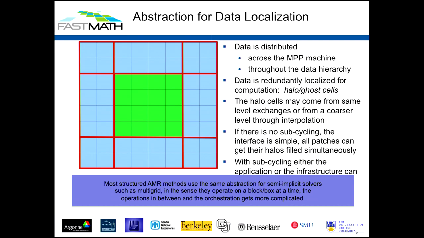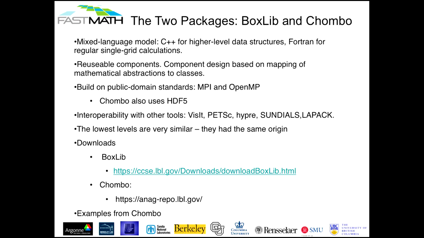A box is a region of Z to the N, and it has a low corner and a high corner. So points in our world are IntVects, a very cumbersome name as opposed to point. But point is a very overloaded math term, so we use IntVect. And 2 IntVects make a box, and a box layout is a vector of boxes. So very simple data structures. So here are the 2 packages I'm talking about. They're simple to download. My examples are going to be out of Chombo.